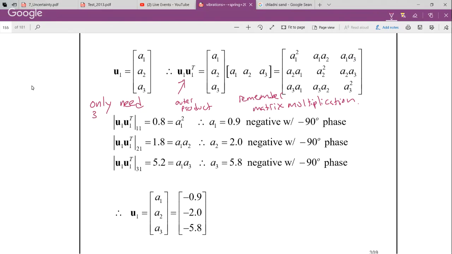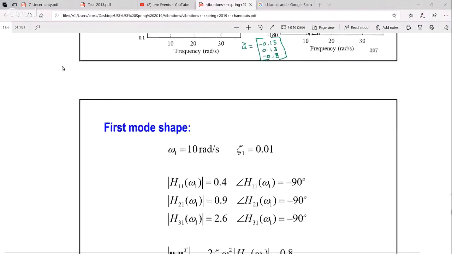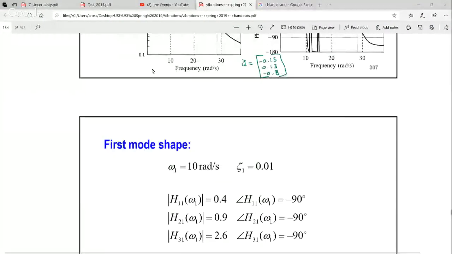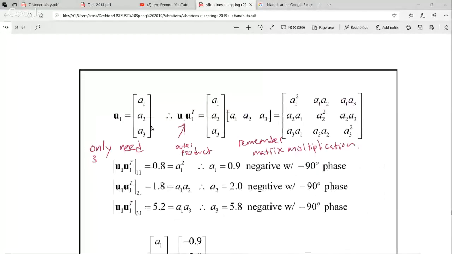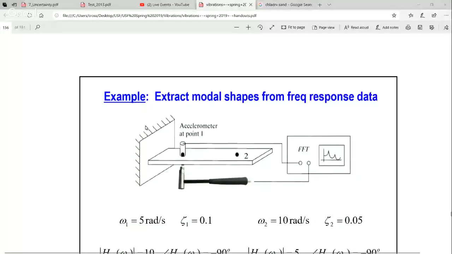And here it is in words. Even though this has n squared elements, you only need n of them. Only n frequency response measurements are needed. So in our case, 3 are needed, not 9.